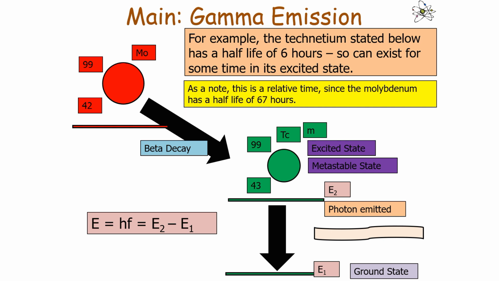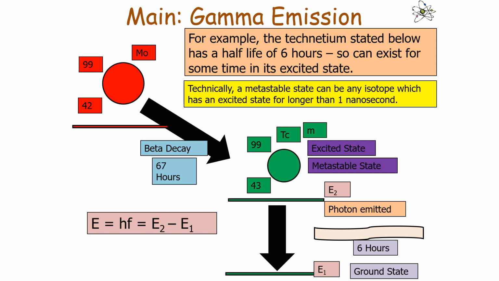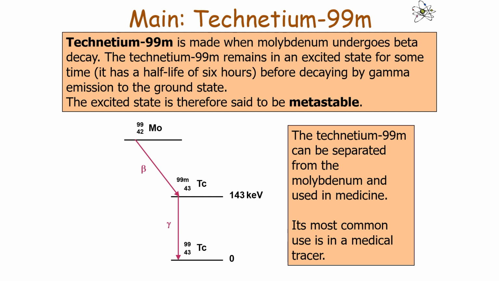As a note, in this case, it's all relative, because whilst it would exist in a metastable state for 6 hours, the molybdenum has a half-life of 67 hours. So you can see that actually this metastable state does not exist as long as the time it would take for the beta decay to occur. Technically, a metastable state can be any isotope which has an excited state for longer than 1 nanosecond. The most famous example of an isotope which exists in metastability is technetium-99. Technetium-99 is made when molybdenum undergoes beta decay. So this technetium remains in an excited state for some time.